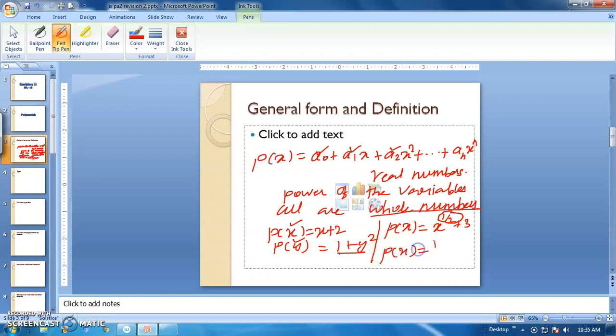And what about this one? P of x equal to 1 by x plus 5. Here x is in the denominator. If you transpose it into the numerator, it will become x to the power minus 1 plus 5. Right? So the power minus 1 is there. It is not a whole number. It is an integer only. Therefore, it is not a polynomial. This is the example of the polynomial.